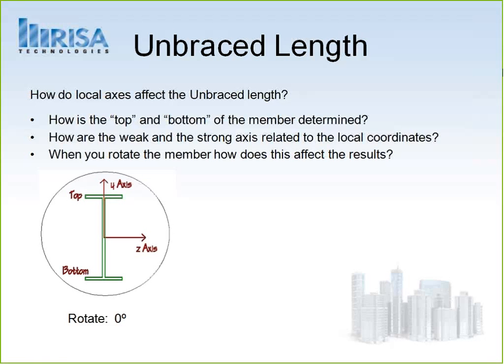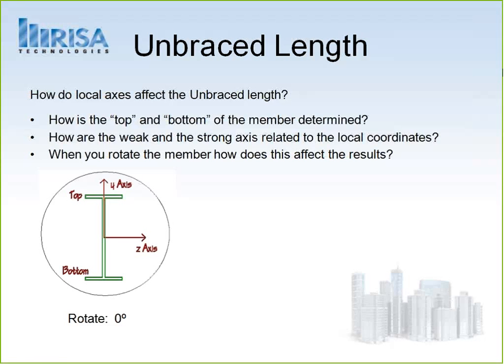We can also see when we draw in members in RISA 3D that we're defaulting to have our strong axis pointing up, like we have it here, okay? But it is based on our local coordinates. So when we draw in the program, we can actually see that the default has our local coordinates with our y-axis up.